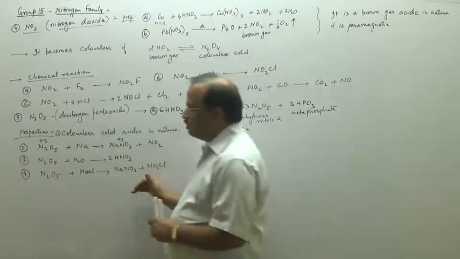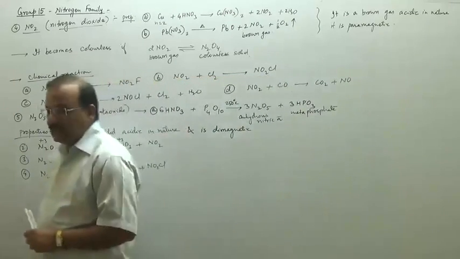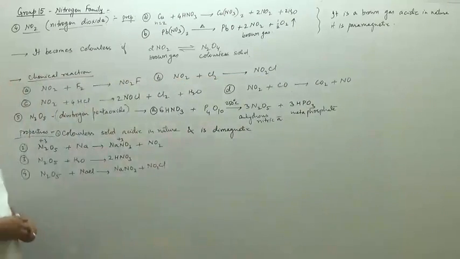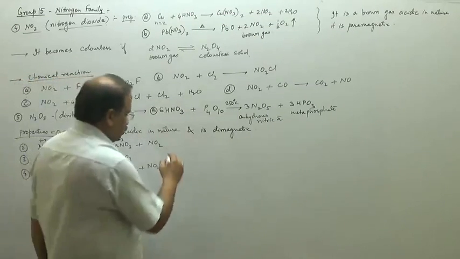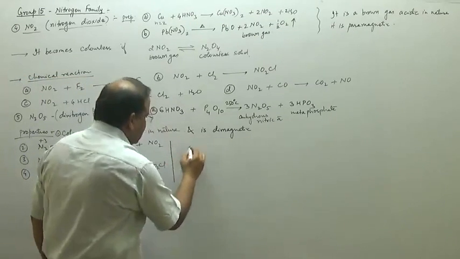So these are the reactions of N2O5, and that is about the oxides of nitrogen. These are the oxides of nitrogen we required. Next we can write the structure of oxides of nitrogen, so we are going to discuss that.